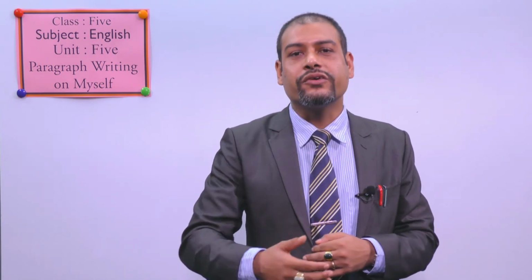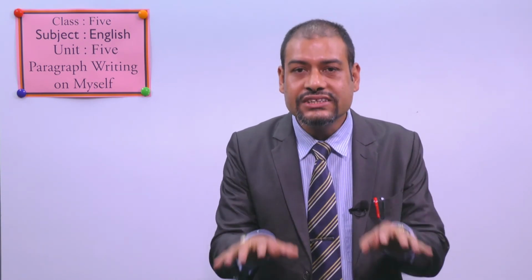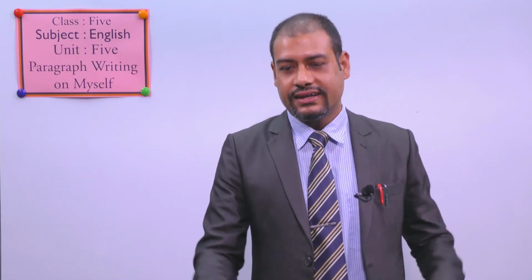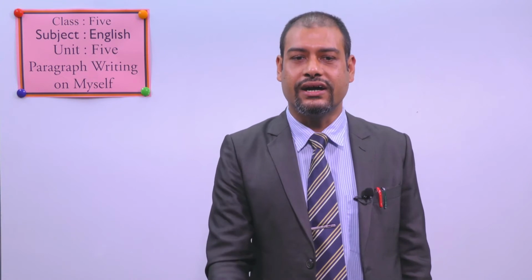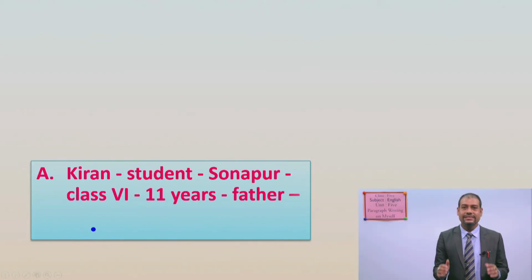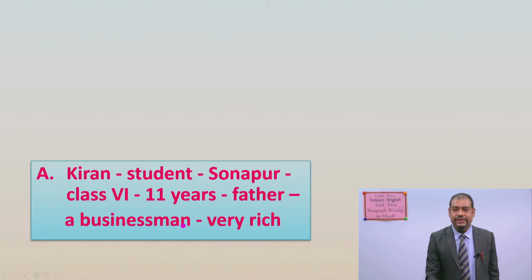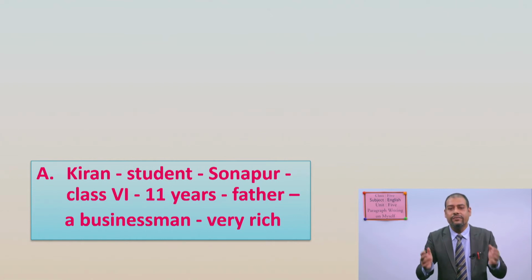Now, I am going to give you some clues. Based on those clues, you have to develop this type of paragraph. Are you ready? Fine. Now, the clues for you are, see, please read with me. Kiran, okay, like Mandira, student, and Sonapur, like Rampur address, okay, class 6, 11 years, father, a businessman, very rich. Based on these clues, now develop a paragraph. Please start writing.